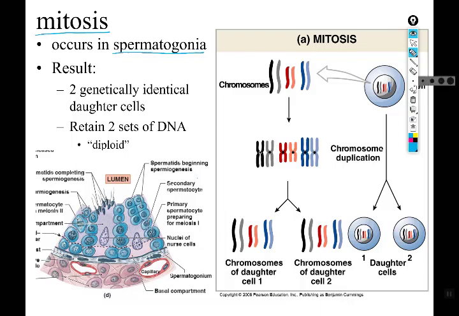Because spermatogonia undergo mitosis, the result is, by definition, two genetically identical daughter cells. Now, I want to stress, genetically identical refers to, of course, the nuclear DNA. It doesn't mean they have the same cell fate. One of them is going to remain at the basement membrane and stay a spermatogonium. The other is going to differentiate into a spermatocyte and begin the process of meiosis. So that's the major difference there.